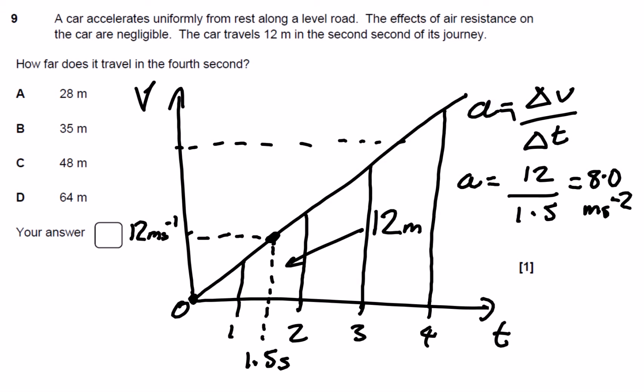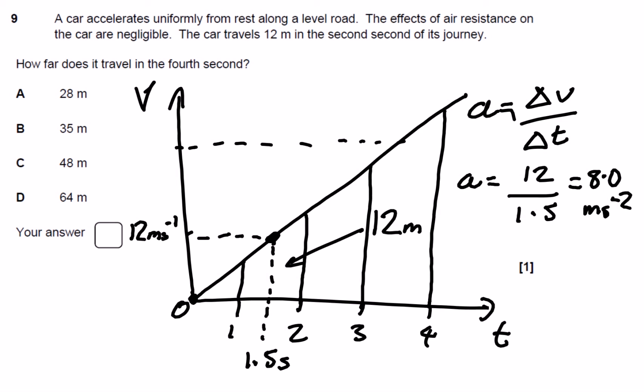Now what I could do, which is the long way around, is, because I know my acceleration, use some Suvat equations starting with u equals 0, and work out how fast it would be going at 3 seconds, how fast it would be going at 4 seconds, and therefore work out the displacement as it changes its velocity in that 1 second.